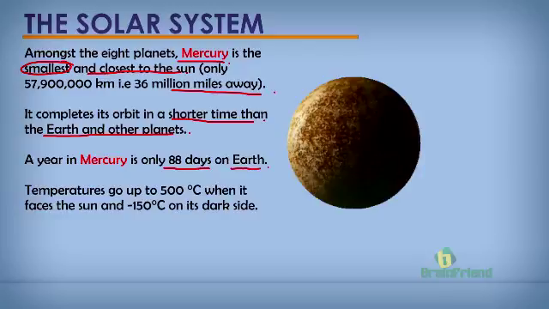Temperatures on Mercury, because of its proximity to the sun, can go up to 500 degrees centigrade when it faces the sun, and away from the sun, it can go as low as minus 150 degrees centigrade on its dark side.